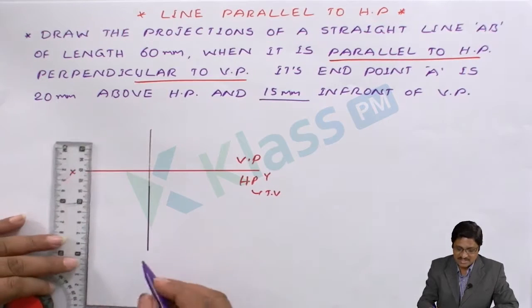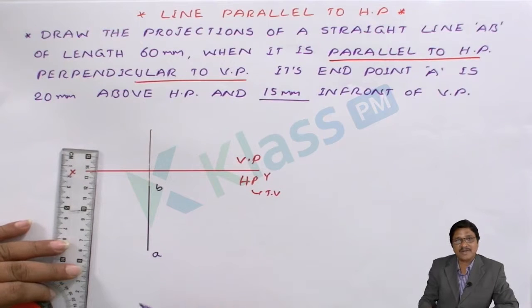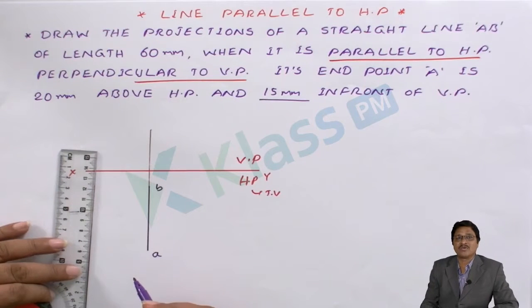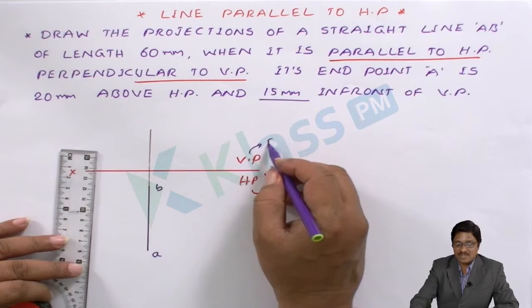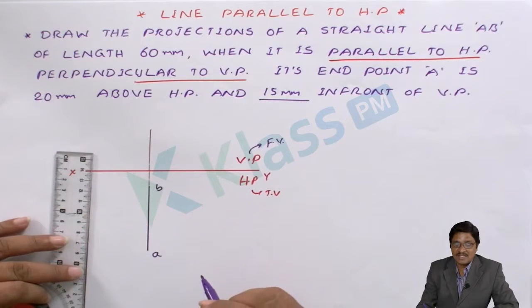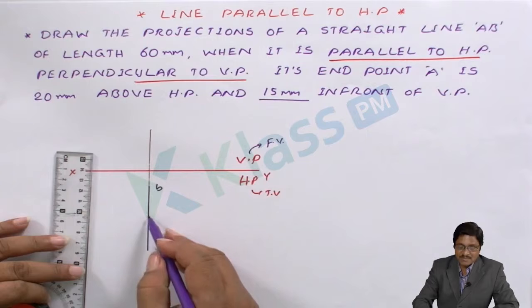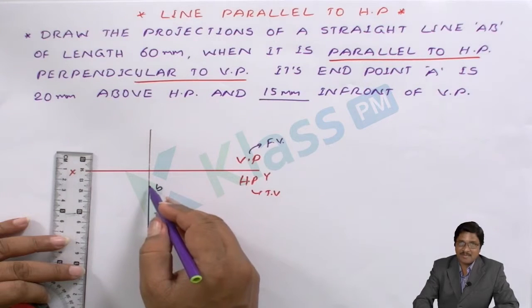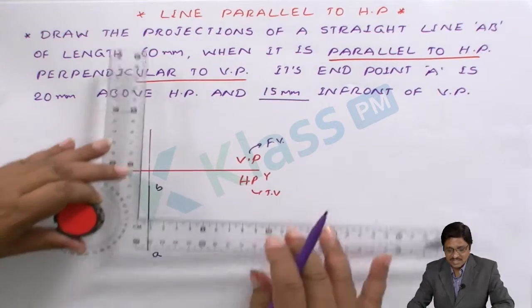Now let this be A and this be B. The top view is completed. Once the top view is completed, you have to move to the other view. What is the other view? The front view. The front view is nothing but the VP projection. The front view gives the details of the horizontal plane. So what horizontal plane details do we have? It is 20 mm above. Being perpendicular, A and B will appear as a point, one behind the other.